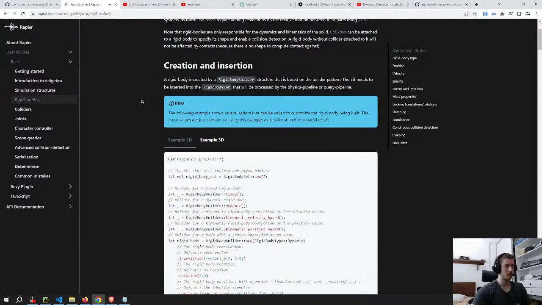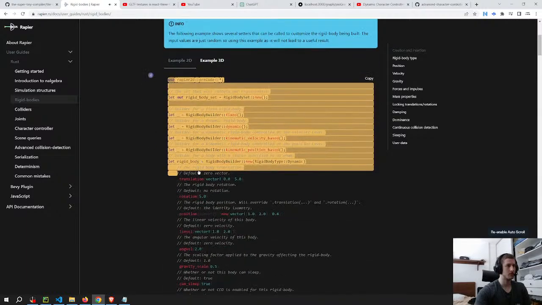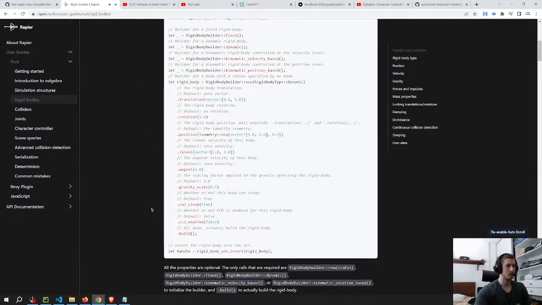Example 2D. Example 3D. use rapier2d::prelude::*; // The set that will contain our rigid bodies. let rigid_body_set = RigidBodySet::new(); // Builder for a fixed rigid body. let _ = RigidBodyBuilder::fixed(); // Builder for a dynamic rigid body. let _ = RigidBodyBuilder::dynamic(); // Builder for a kinematic rigid body controlled at the velocity level. let _ = RigidBodyBuilder::kinematic_velocity_based(); // All the properties are optional.